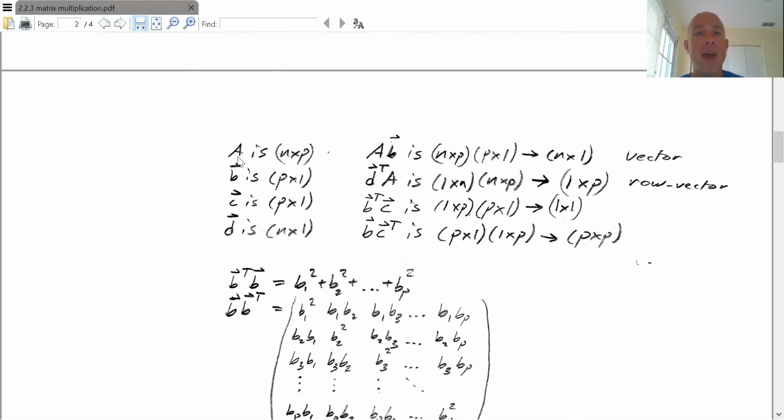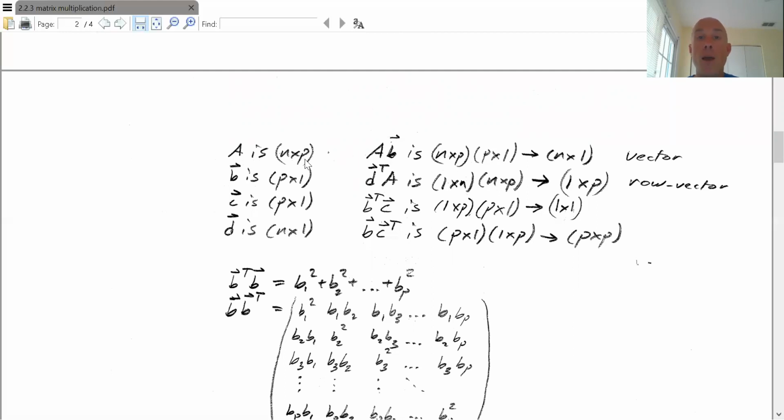Okay, so let's say that A is n by p, B is p by 1, C is p by 1, and D is n by 1. So here we have a regular size matrix. We have vector, vector, and a row vector. Sorry, no, these three are just regular vectors.